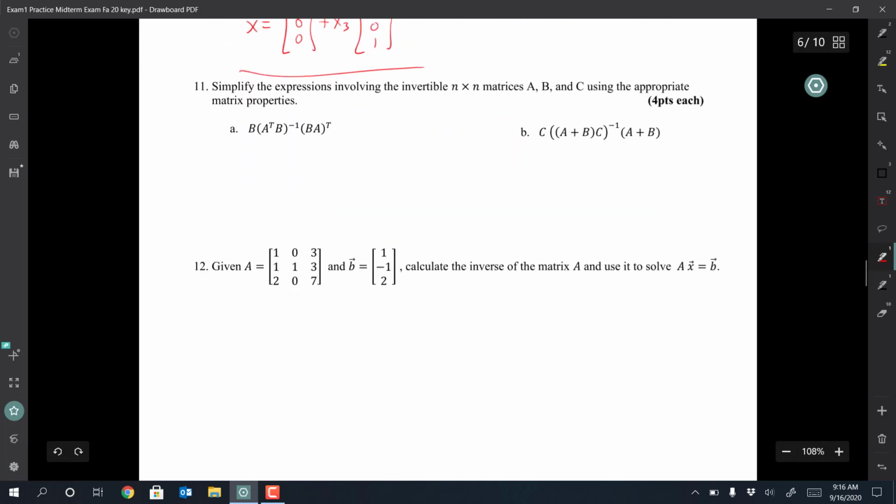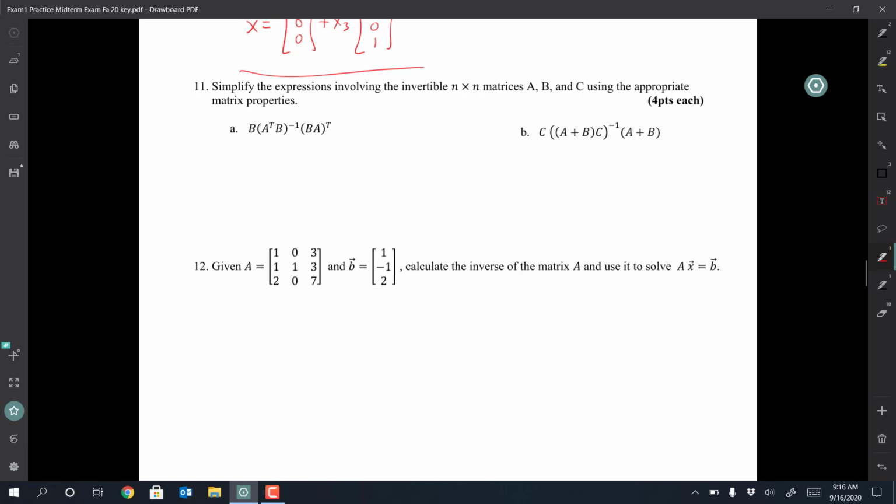All right, moving on to question 11 here. Simplify the expressions involving the invertible n by n matrices A, B, and C using the appropriate matrix properties. So I have to use the appropriate matrix properties here. There might not be a clear way to start these; we just have to try and simplify it.